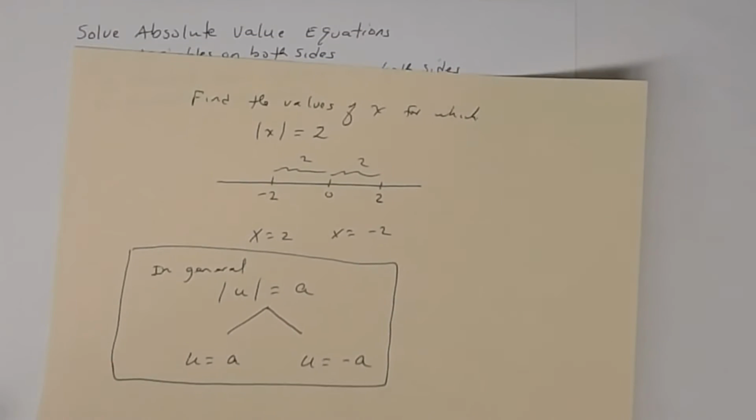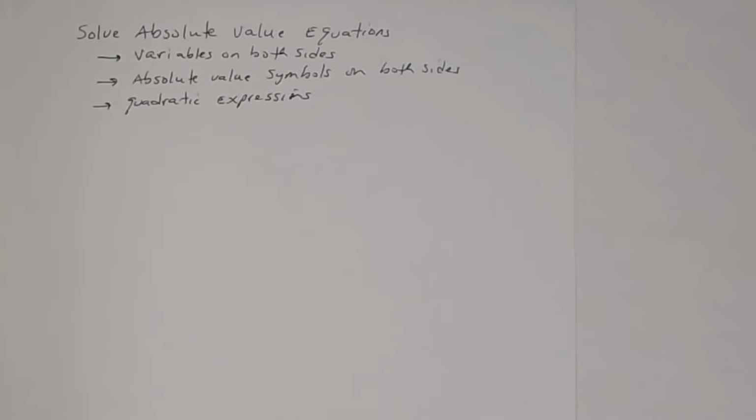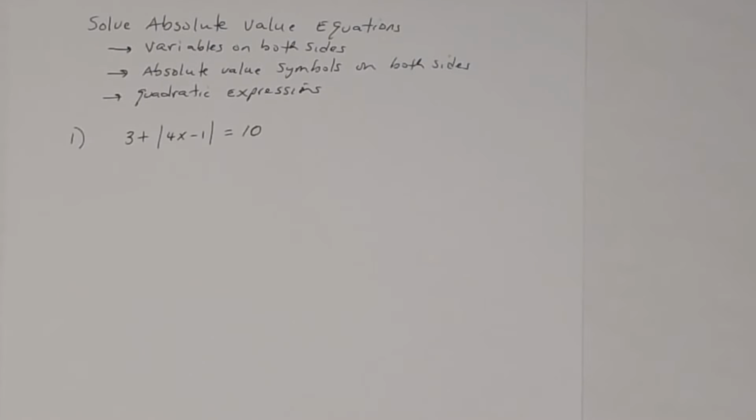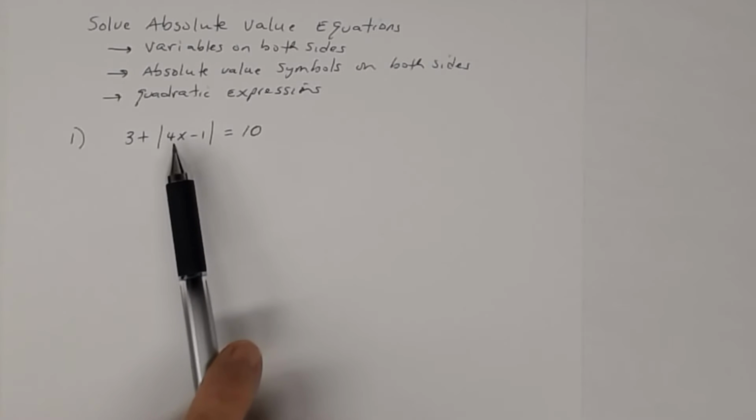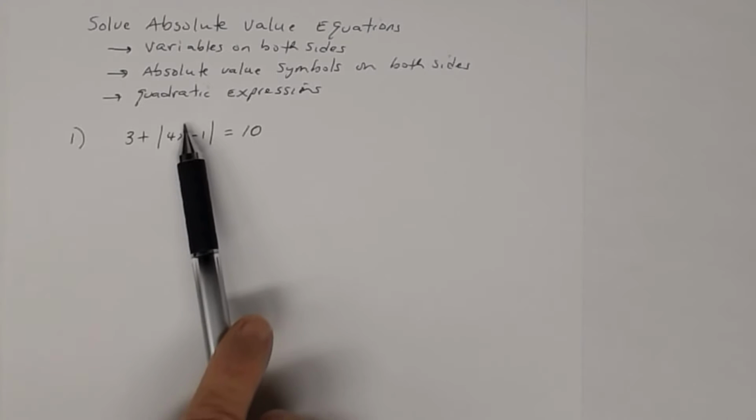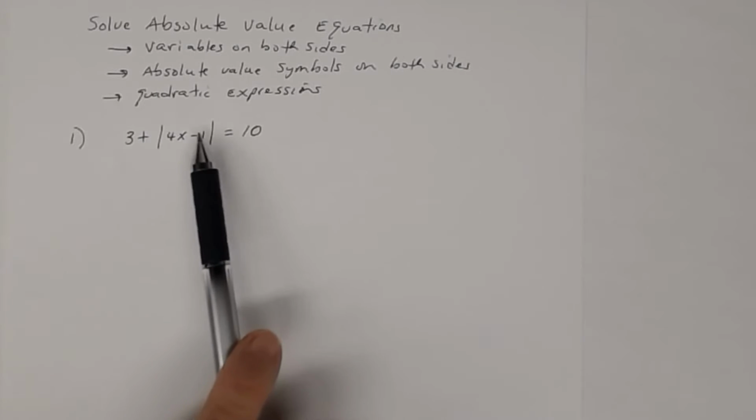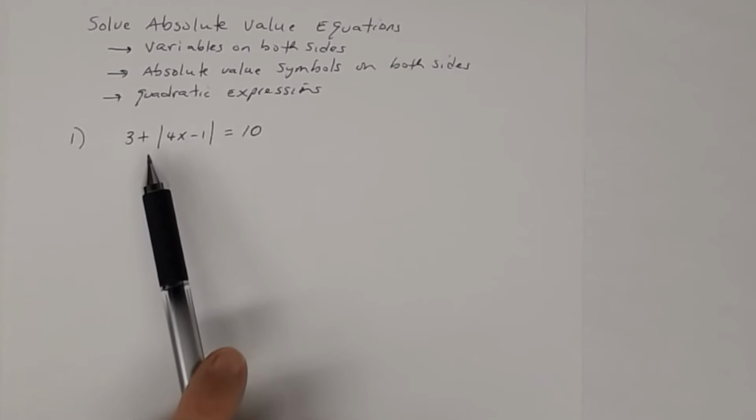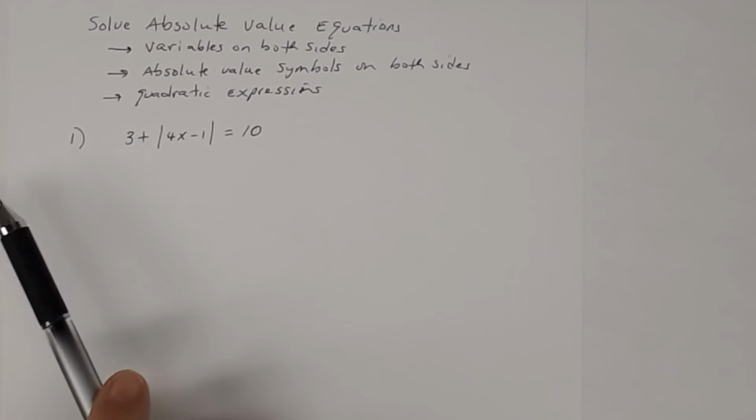Okay? And so that is what we're going to use when solving the following equations. All right, so let's go ahead and get started. So let's look at number 1. Okay, so number 1, we have this absolute value equation. Notice that the variable expression that's inside the absolute value bars is a linear expression.